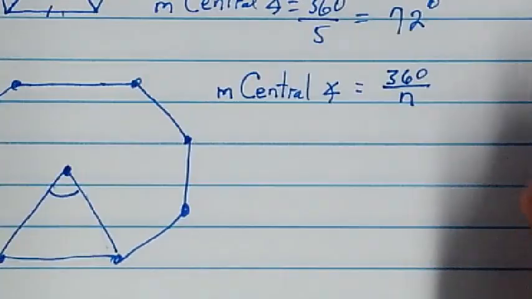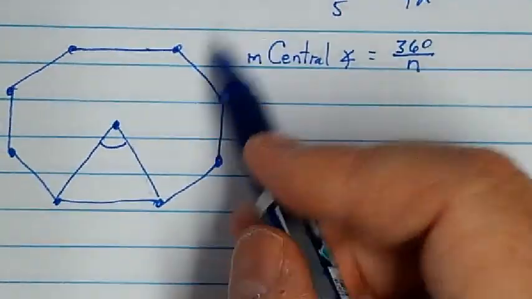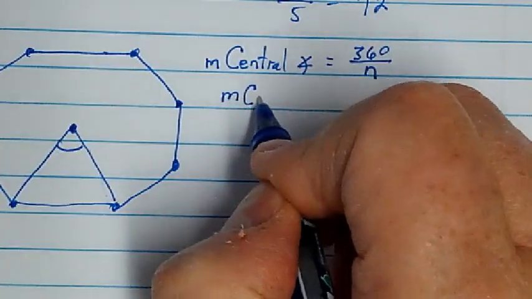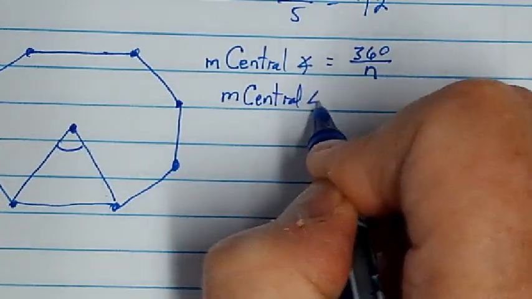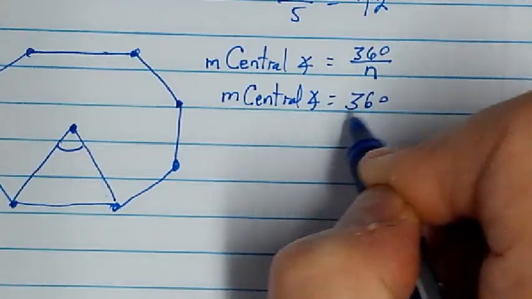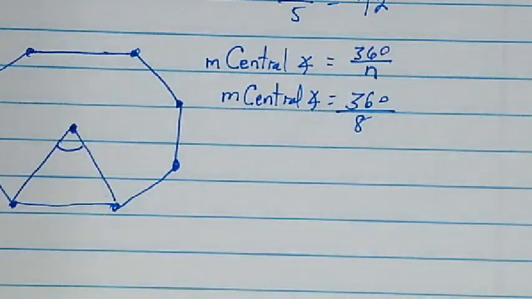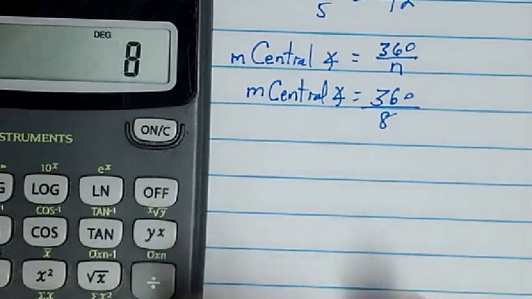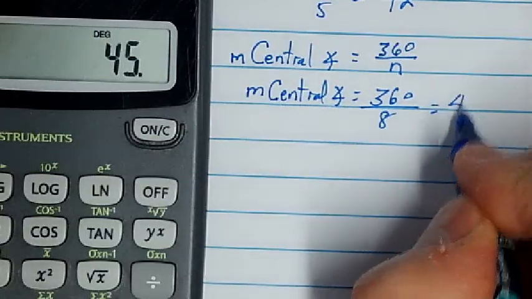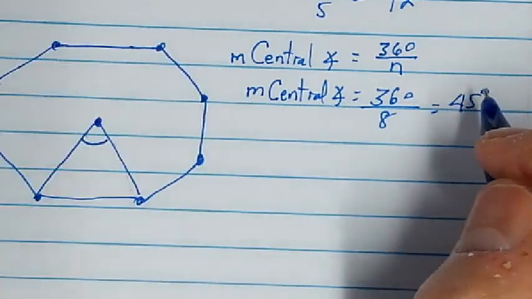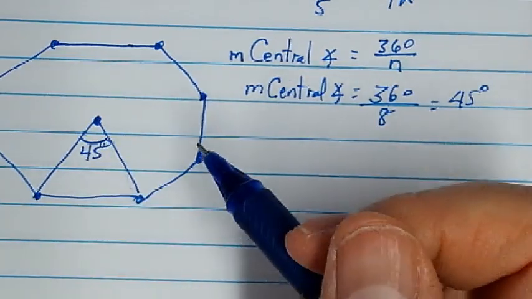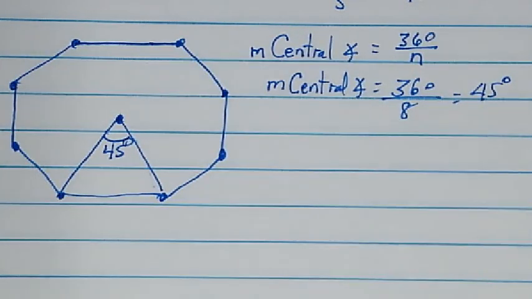Remember, n equals the number of sides. So in our regular octagon, there's 8 sides. So the measure of this central angle equals 360 divided by 8. And so therefore, 360, I'm using my calculator, divided by 8 equals 45. Guess what? That's a 45-degree central angle. Now that's how you find a central angle.